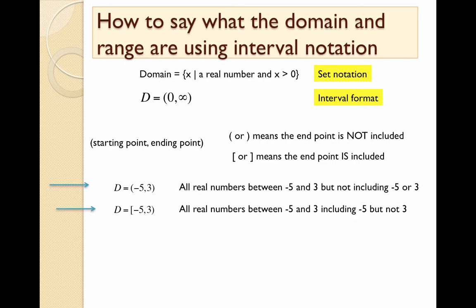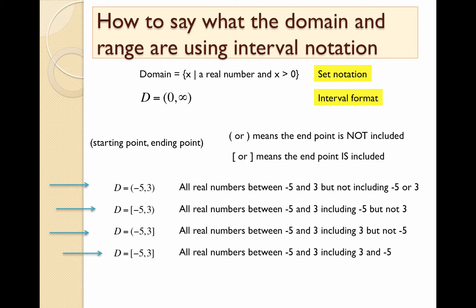Here's an example where we have a square bracket. This translates to all real numbers between -5 and 3, including the -5, but not including the 3. So you start right on -5 and you go right up to, but not quite touching, 3. An example with a square bracket at the ending point. So we're looking at all real numbers between -5 and 3, but not including the -5. And finally, using square brackets at both ends, we're saying all real numbers between -5 and 3, including both the 3 and the -5.